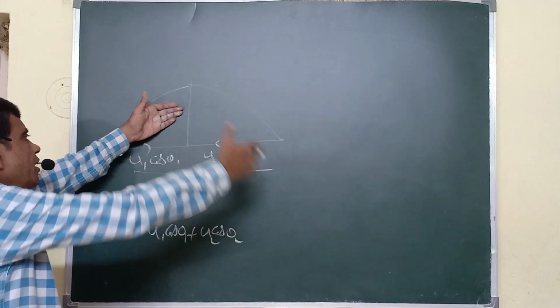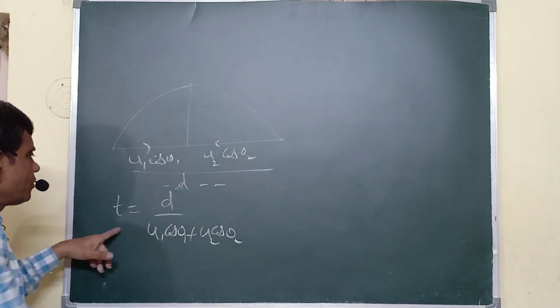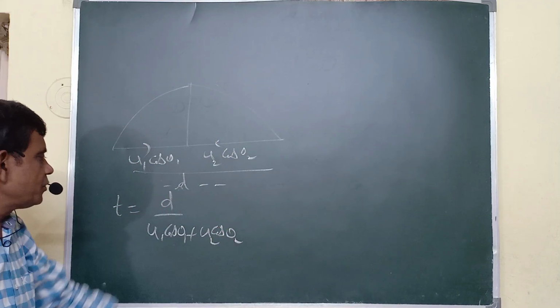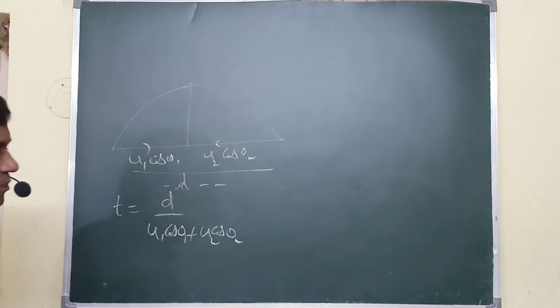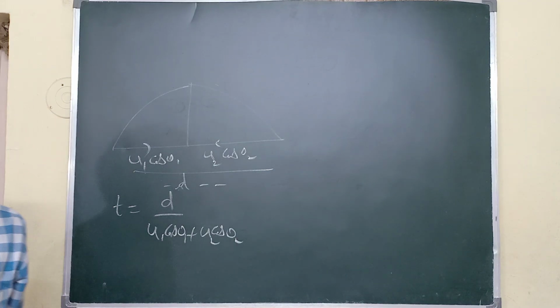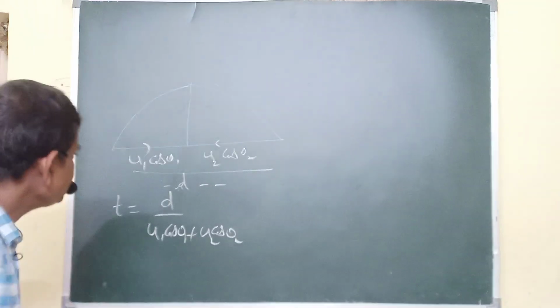Here the ball is coming, here the stone is coming. These two are colliding. What is the colliding time? d by u1 cos theta 1 plus u2 cos theta 2. That is the formula for the time to meet. So these two concepts we are applying directly in this problem. Now I am going to the problem directly.